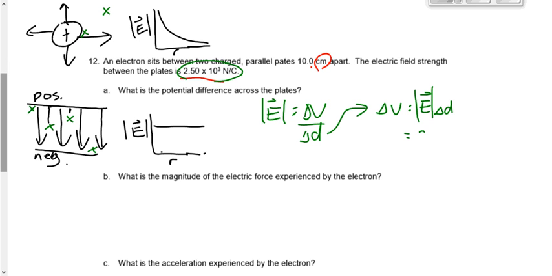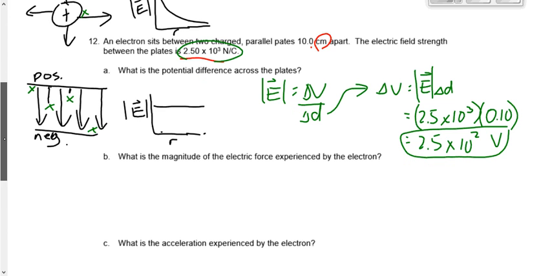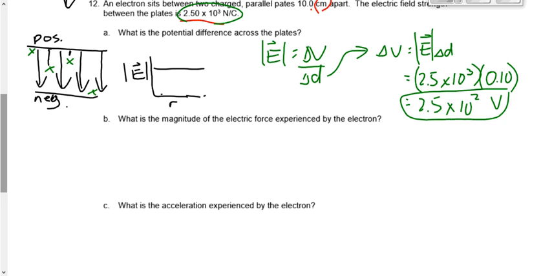E, 2.5 times 10 to the 3. D is 0.10, which gives us 2.5 times 10 to the 2. And what are the units for that? 2.5 times 10 to the 2 volts. Okay, 2.5 times 10 to the 2 volts. What's the magnitude of the electric force? This is a uniform field. Take a look at the other equation that we haven't used for a uniform field.